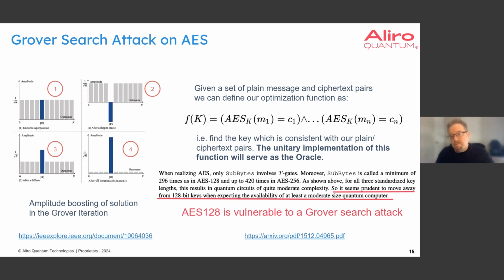Essentially, in this article I've shown below, they took this idea and implemented a unitary version of AES, and because they can do this, they can create an oracle function that can recognize the solution for when this function is satisfied. We won't go into the details of their analysis, but their conclusion was that given the number of resources, the number of gates, they feel AES 128 is vulnerable to a quantum attack with a modest sized quantum computer.